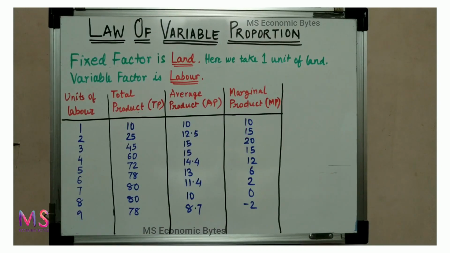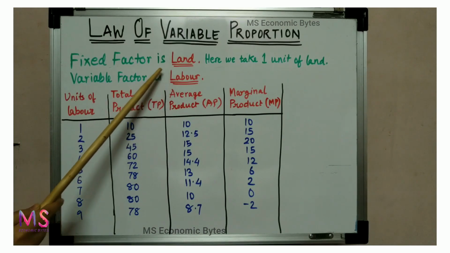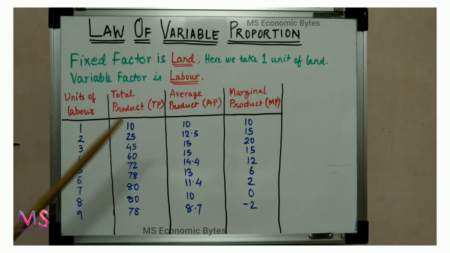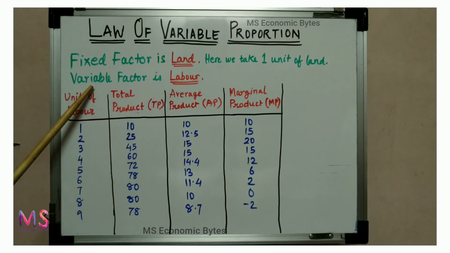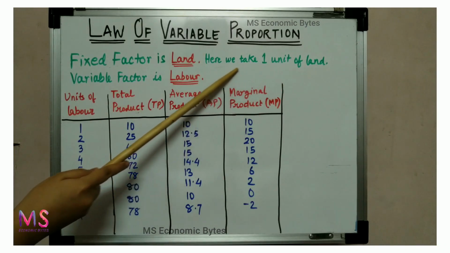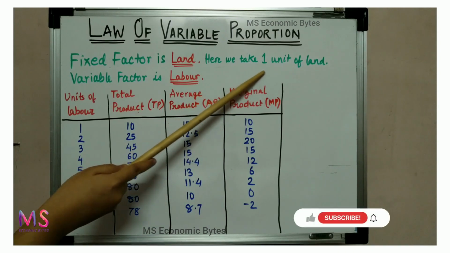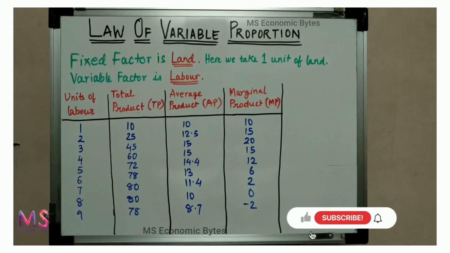This is the tabular representation of law of variable proportion. As we can see, here land is taken as the fixed factor and labor is taken as a variable factor. It is assumed that 1 unit of land is being used in the entire production process. This table consists of 4 columns, as we can see.